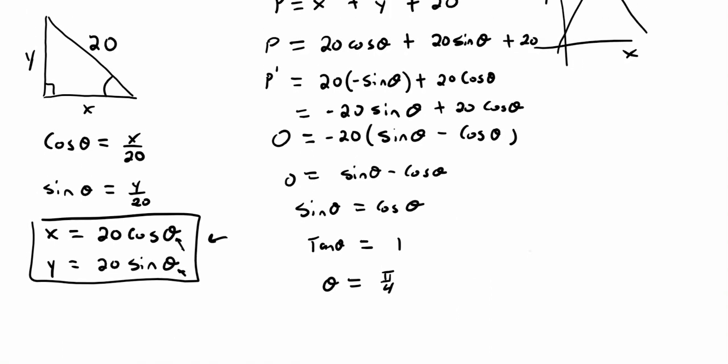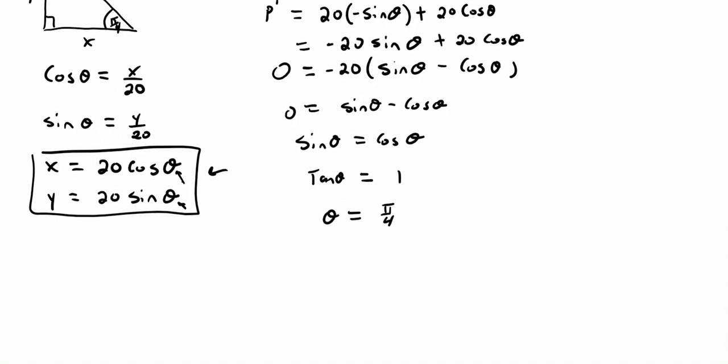Now remember to think about the context of the question. You might say, yeah, but it's also at 5 pi over 4, but that wouldn't make any sense, would it? It would make sense for that to be pi over 4, but not 5 pi over 4. That would be an obtuse angle. So, okay, there you go.